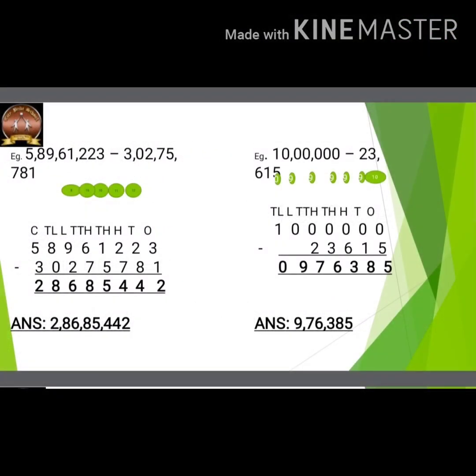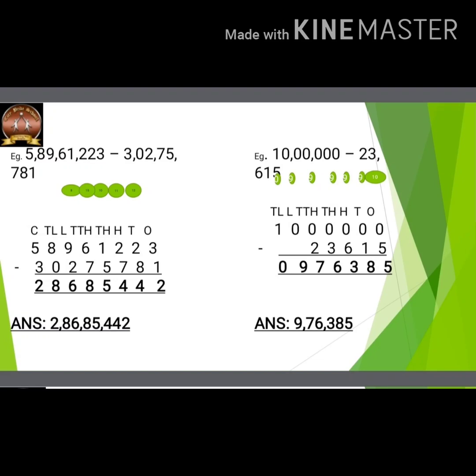Here children, let's solve two examples on subtraction. The first one is 589,61223 minus 302,75781. I really expect all of you to solve the sum first and then check your answers. So the answer for this is 286,85442. In the number name form, I read it as 2,86,85,442.